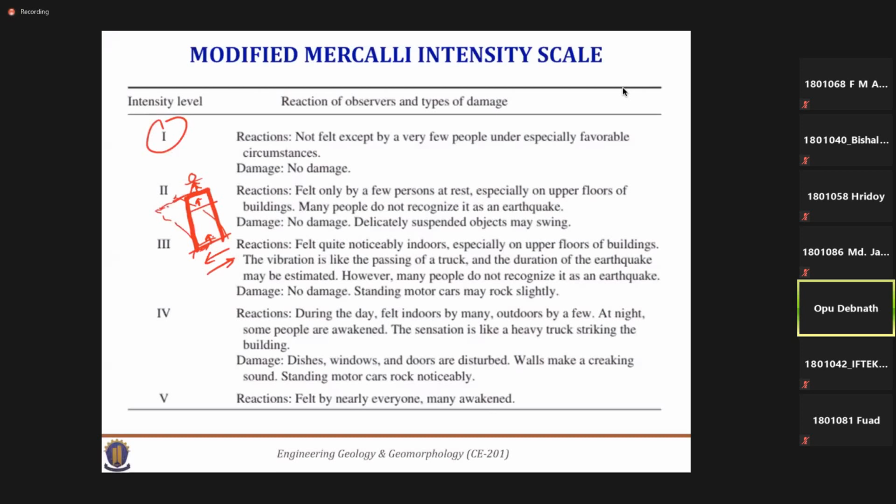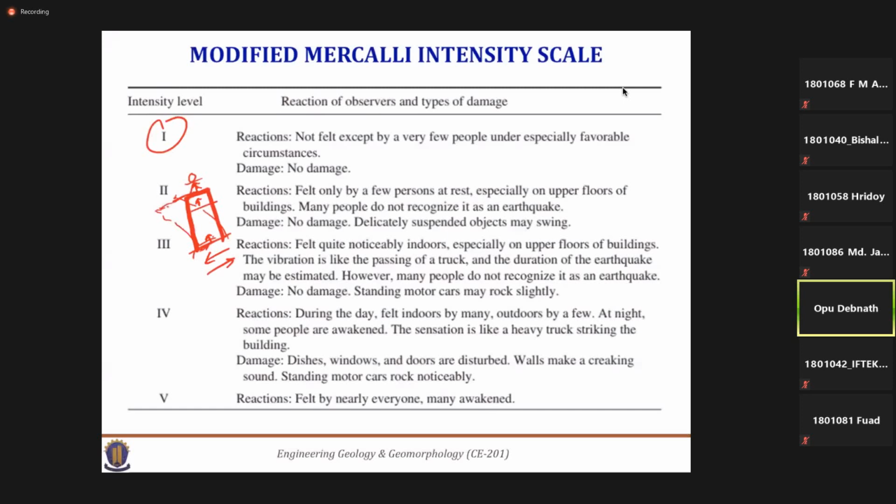In those cases we feel that the ceiling fans are moving, the water bottles are moving, and the wooden frames of the building, that means the door and window, which we hold, are moving in our hand. So the feeling is completely different. So this is the people's reaction.